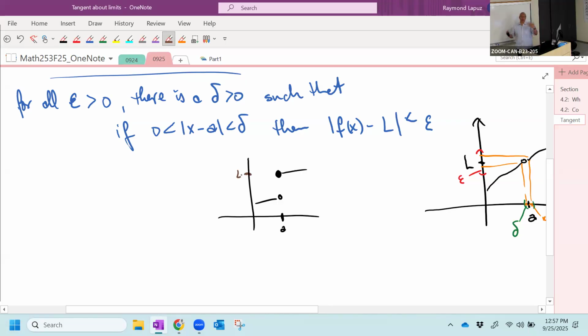And then I'm going to give you an epsilon. Maybe I'll let the epsilon be super big. If I let the epsilon be super big, then you could choose a delta of any size near A, where if I pick any point over here, it's still going to be within epsilon of your limit, right?